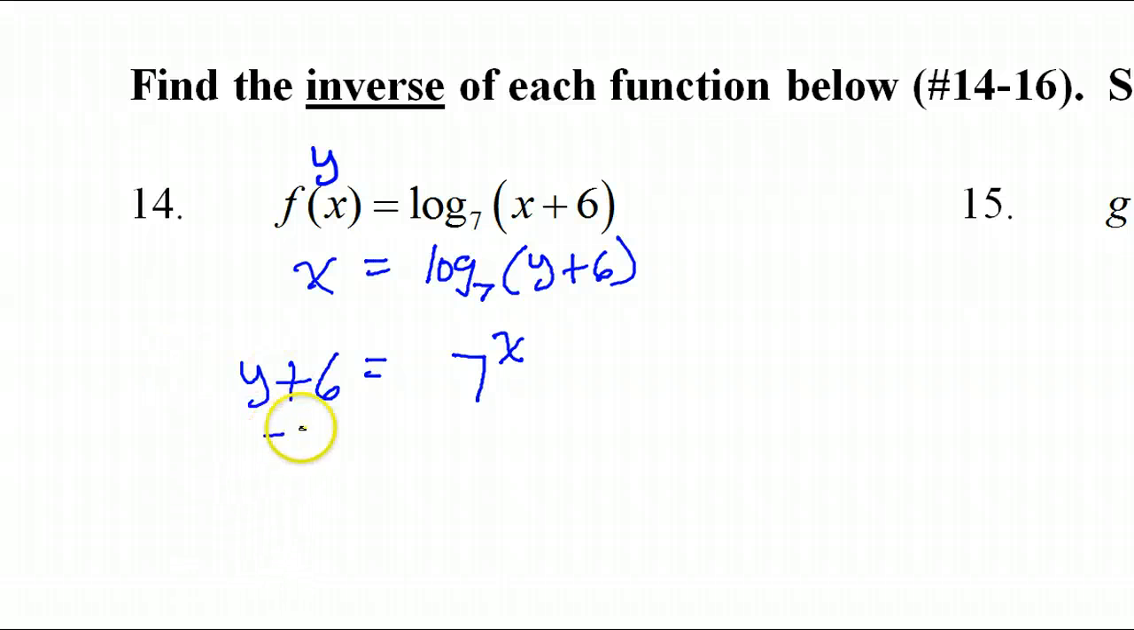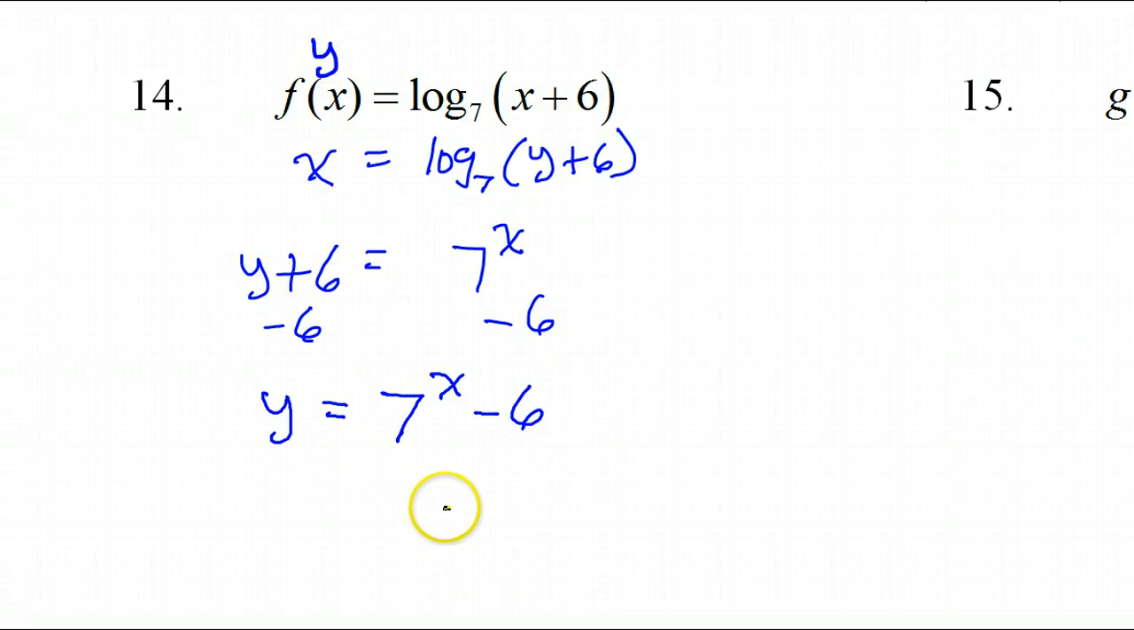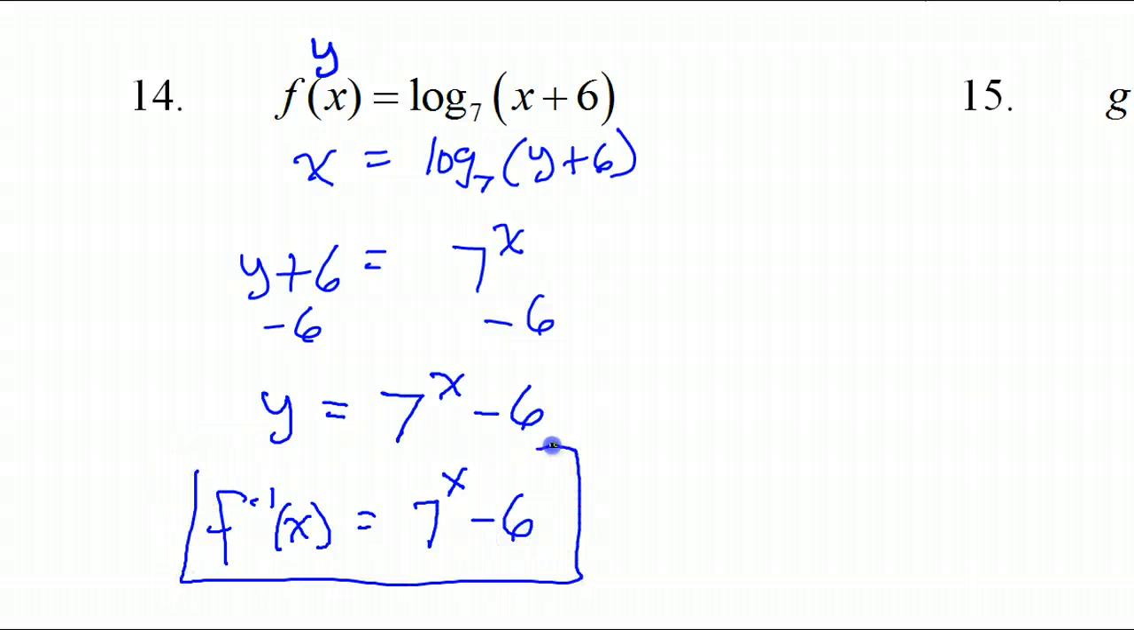Anyway, got to get this y by itself. So minus 6 on both sides. So that's the answer right there. Got y by itself. You have to put the f back in there, so that's going to be f inverse is equal to 7 to the x power minus 6. So that's number 14 right there.